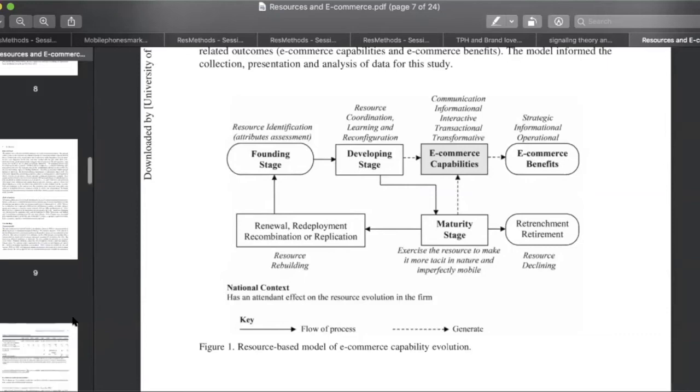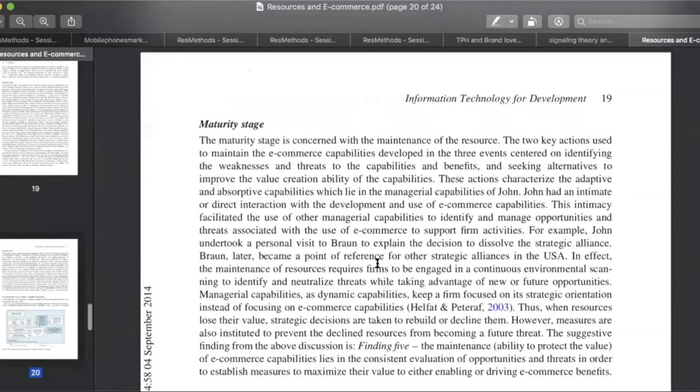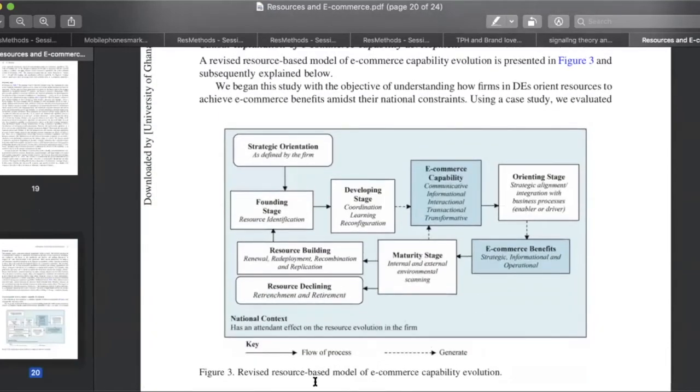After doing the work, he came up with this revised model. Now look at this: revised resource-based model of e-commerce capability evolution. This is the one he's presenting for future research to use. So if future researchers come, they will not call it a theory or a framework. They will just pick the name Boateng left there, resource-based model of e-commerce capability evolution, Boateng 2016, and start using it.